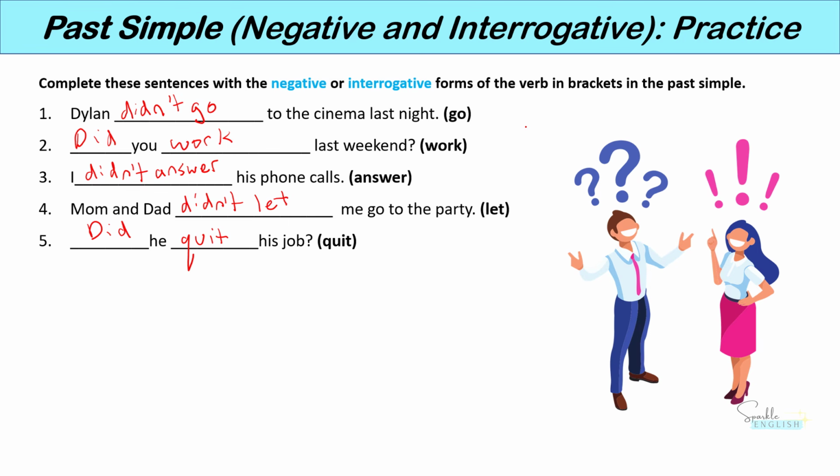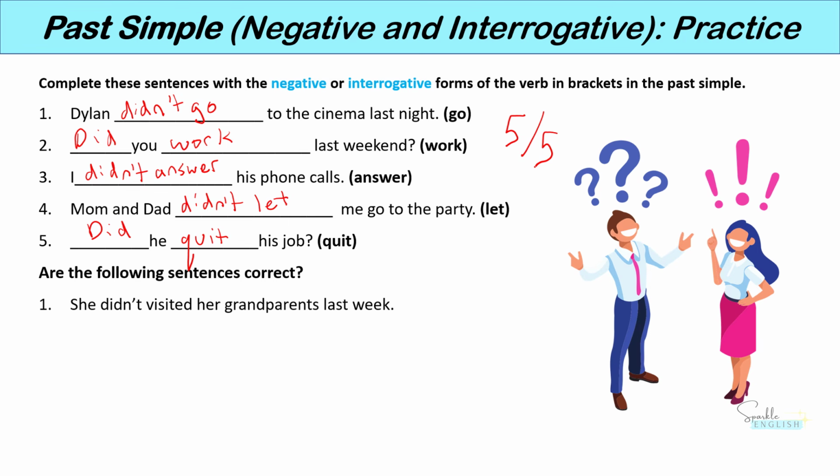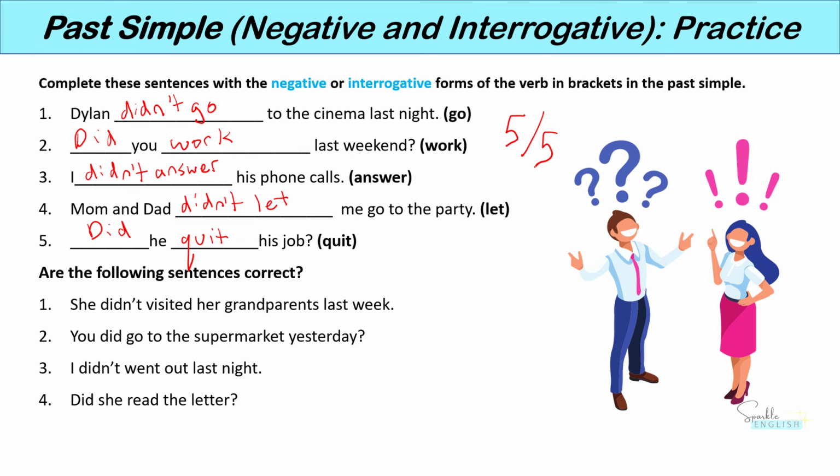Okay, so let's see how many you got correct out of 5. And in the next section, you have to answer, are the following sentences correct? Some are correct and some are incorrect, and you have to correct them. So I am going to read all 5 sentences first. Number 1, she didn't visited her grandparents last week. Number 2, you did go to the supermarket yesterday. Number 3, I didn't went out last night. Number 4, did she read the letter? Number 5, they didn't sleep very well.